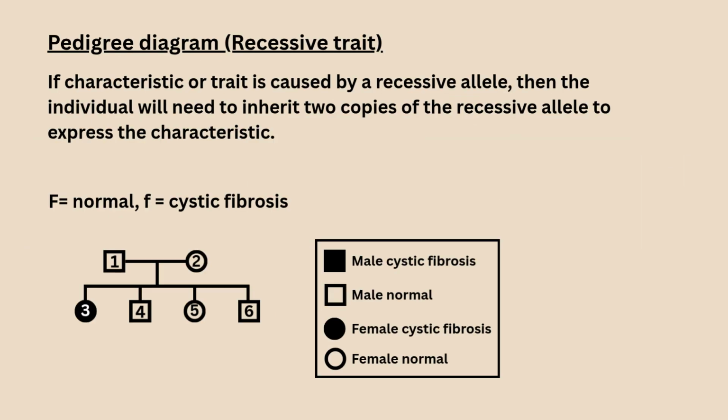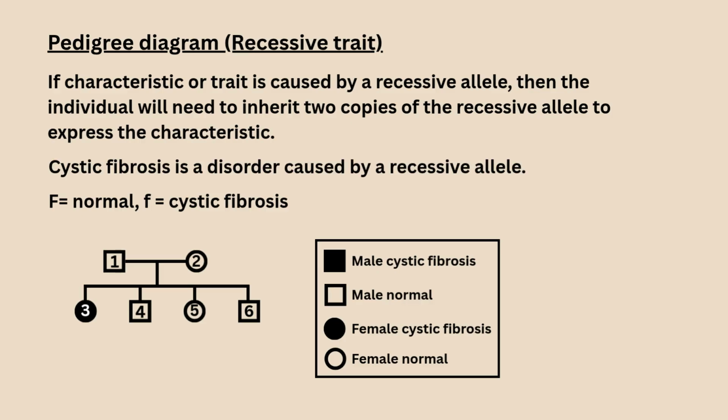If the characteristic or trait is caused by a recessive allele, then the individual will need to inherit 2 copies of the recessive allele to express the characteristic. Now, cystic fibrosis is a disorder caused by a recessive allele, and we can see that neither of the parents, 1 or 2, suffer from the condition, but they have an offspring, number 3, who does suffer from the condition. So therefore, offspring number 3 must be little f little f.